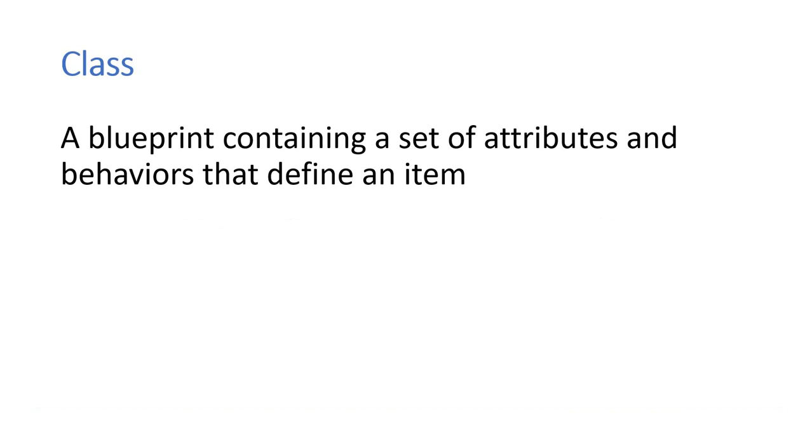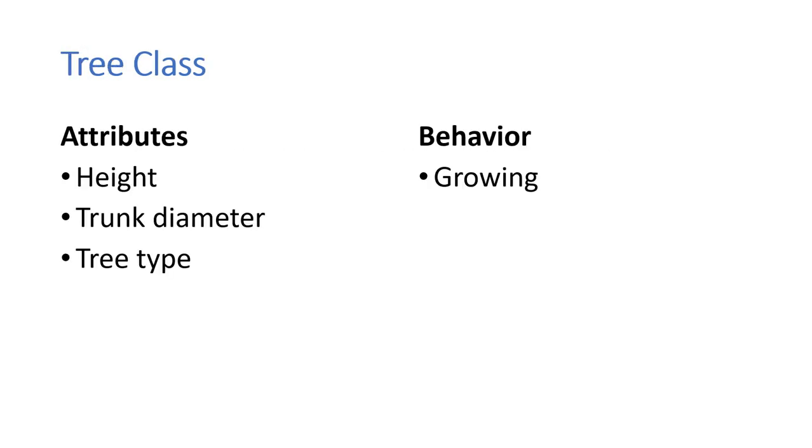Let's design a tree object in code using a class. The attributes might be height, trunk diameter, tree type, and other attributes we can add. Every tree has these properties or attributes, but their values might not be the same. That's what makes this class a blueprint. It contains the definition of what a class should be.